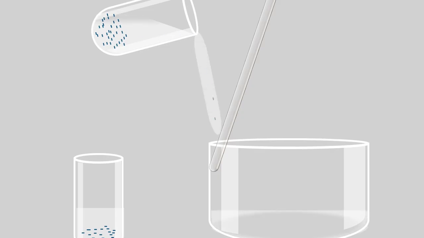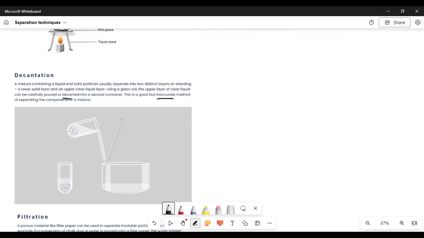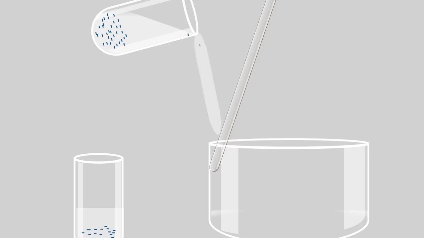This is a quick but inaccurate method of separating the components of a mixture. It is inaccurate because while decanting the clear layer of liquid, some particles of the solid may also follow that clear layer of liquid. That's the essence of having this glass rod here, so that any particle of solid that escapes from this cup will be prevented by the glass rod from entering this container. Of course, some of them may eventually enter. That is why we say it's an inaccurate method of separation.